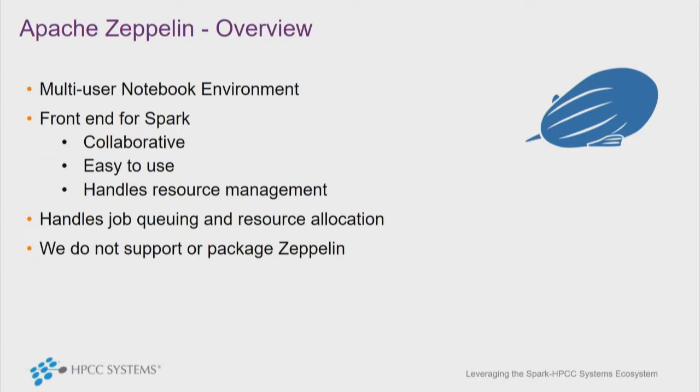It also handles things like job queuing and resource allocation for us, which is a big deal. If you have a bunch of people, 30 people using the same environment, you want to make sure that they each have the resources they need. And again, Apache Zeppelin can handle that for us. So that's one of the reasons that we chose to use Apache Zeppelin.